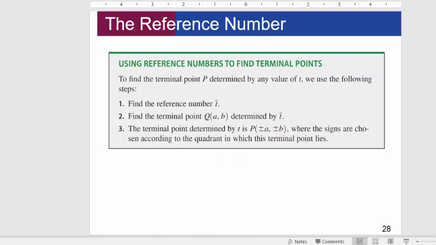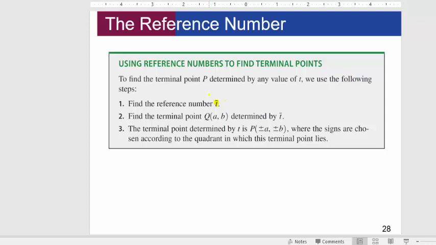Okay, so why don't we formalize what we just did here, right? What we just did here is we found reference numbers, right? So now we're going to want to use those reference numbers to find terminal points that lie on the unit circle. So to find the terminal point determined by any value of t, what are you going to do? You're first going to find the reference number, which we had called t bar, or I had called it reference angle. I'm using these phrases reference angle and reference number interchangeably, so please understand that they're the same thing for our purposes. I'm just thinking of an angle as it can also mean a distance, right?